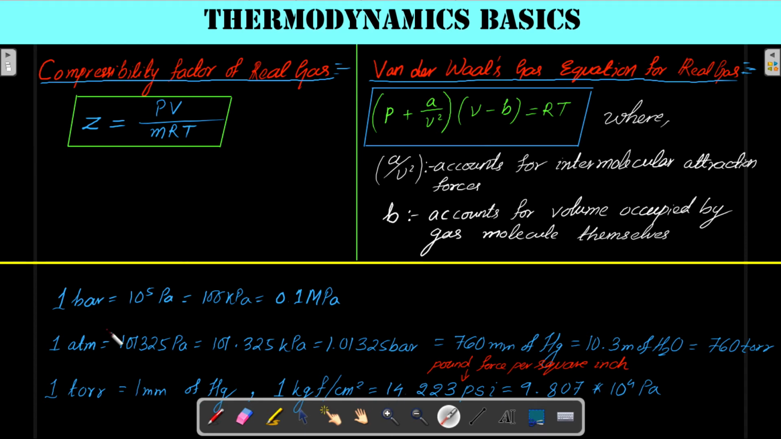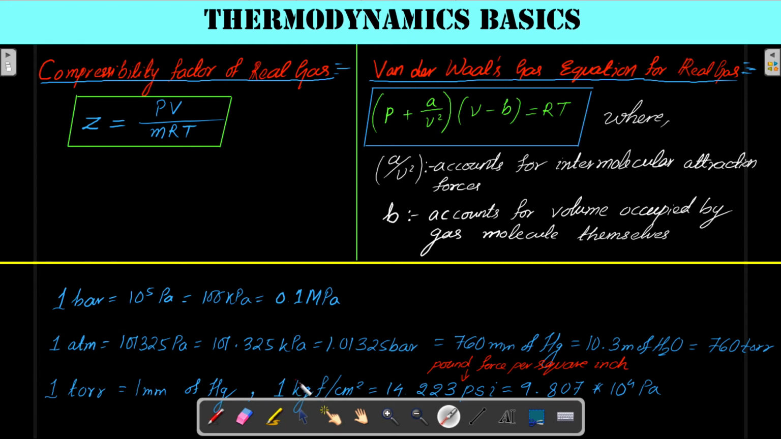And here are a few pressure units. You can see 1 bar equals 10 to the power 5 pascal, that is also equal to 100 kilopascal, that is also equal to 0.1 megapascal. And what is the value of 1 atm? 1 atmospheric pressure equals 101325 pascal, that is 101.325 kilopascal, that is 1.01 bar, or 760 mm of mercury, or 10.3 meter of water, or 760 torr. So 1 torr equals 1 mm of Hg.